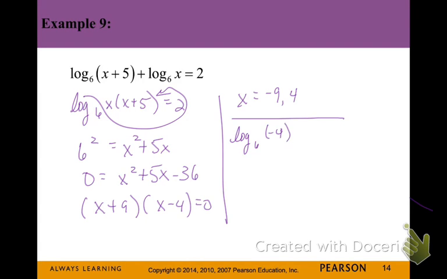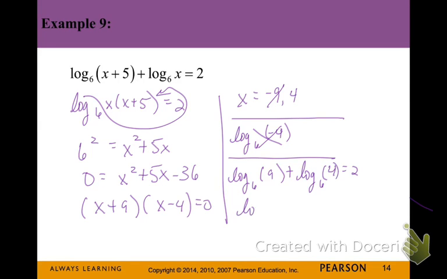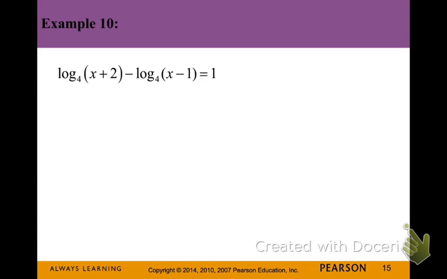When we check negative 9 right away, we see it doesn't work because we get a negative log value. When we check positive 4, however, we get a true statement because we condense by multiplying, and so log base 6 of 36 does equal 2. So our solution is 4. All right, let's try another one. I hope you're getting good at this.